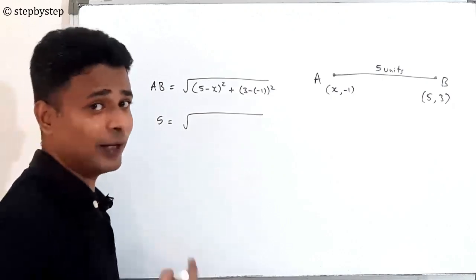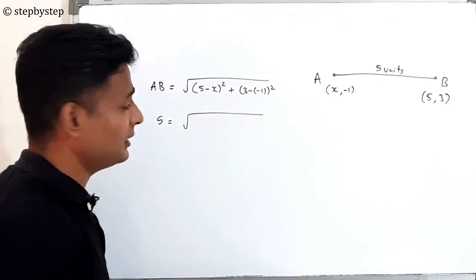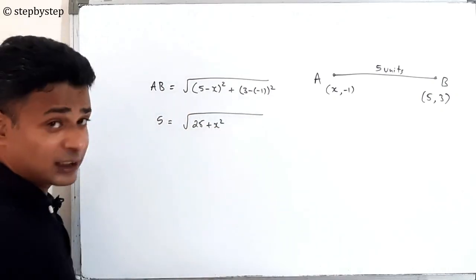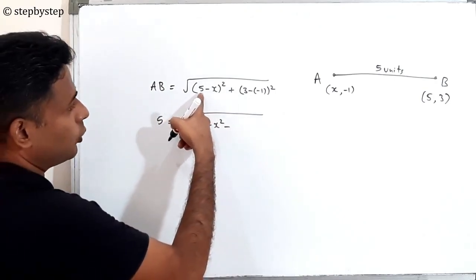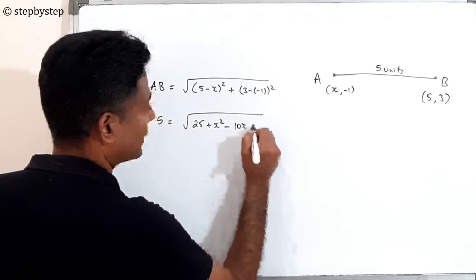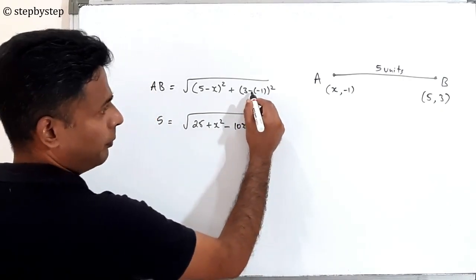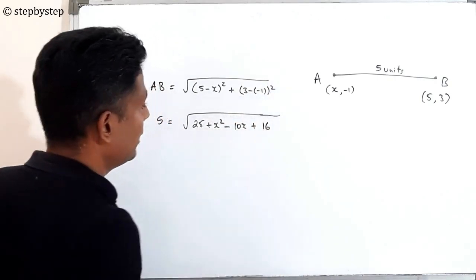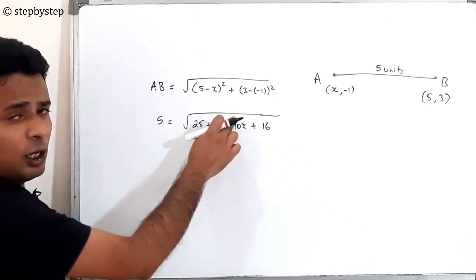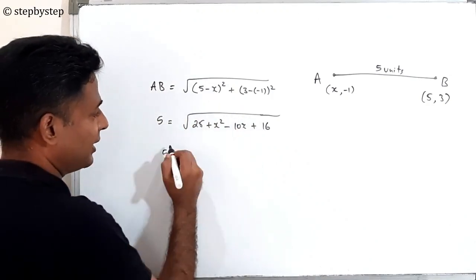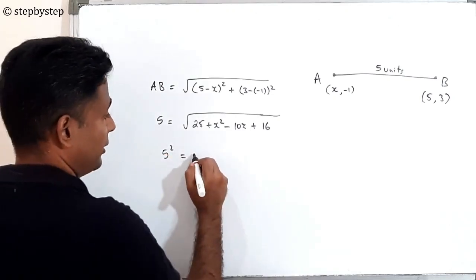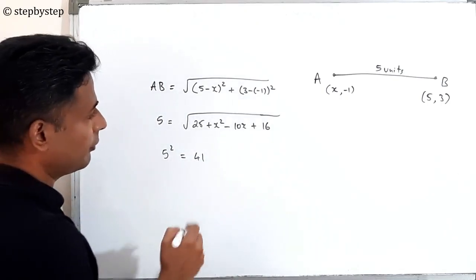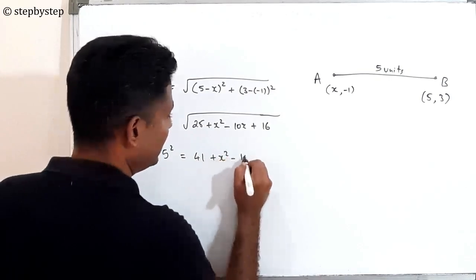You have to use the a minus b whole square formula, that is a square plus b square minus 2ab. So a square, that is 5 square, that is 25, plus b square, that is plus x square, minus 2ab, 2 into 5, 10, 10x, plus 3 minus of minus becomes plus, 3 plus 1, 4, 4 square is 16. Now guys, I'll transpose this root to this side. When you transpose the root to the other side, the square root becomes square. And here we get 25 plus 16, that is 41. Plus x square minus 10x.